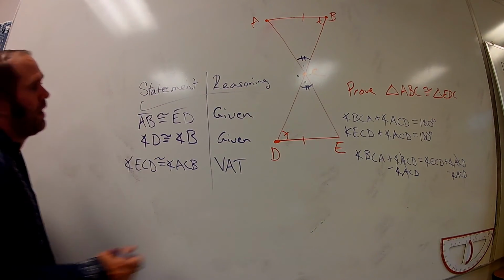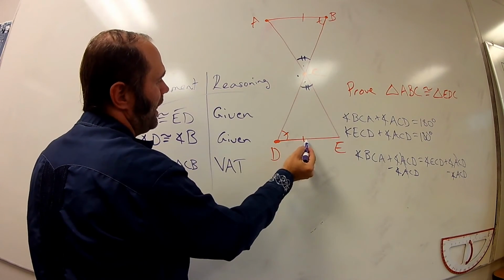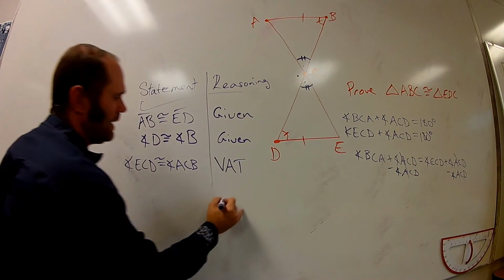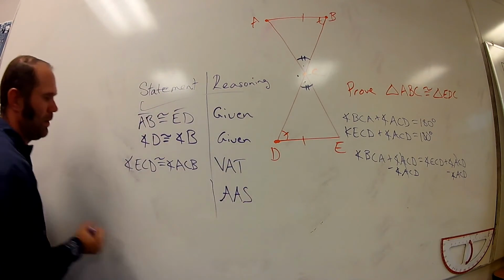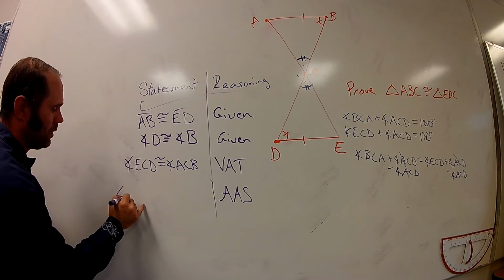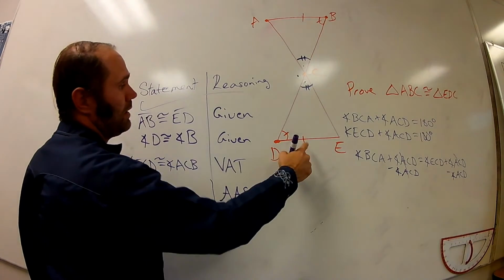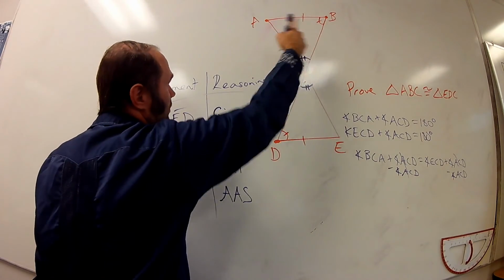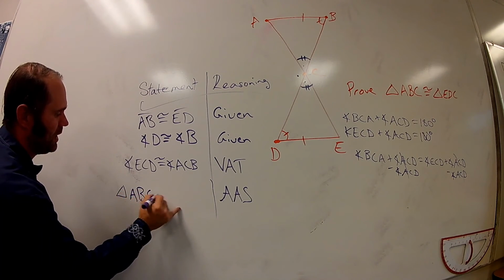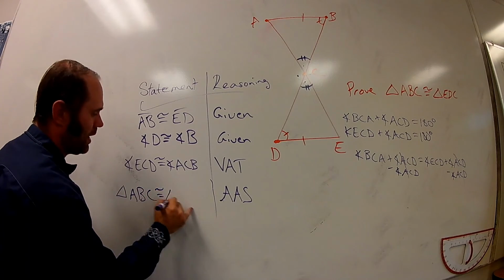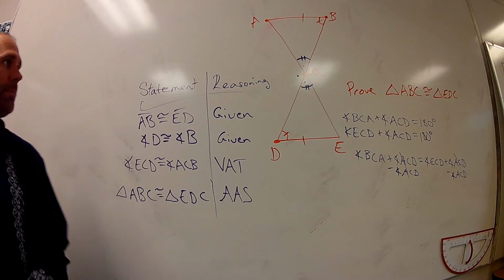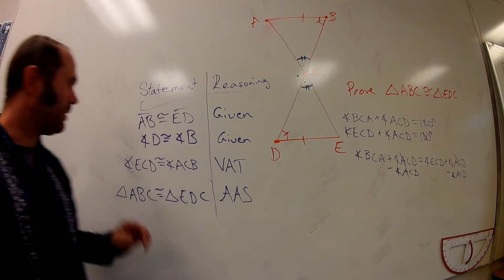So now that we know that, we have angle, angle, side. And we can prove angle, angle, side. So since we know that we have an angle, angle, side, that is enough to prove that triangle ABC is congruent to triangle EDC. And there you go. So that is a proof.